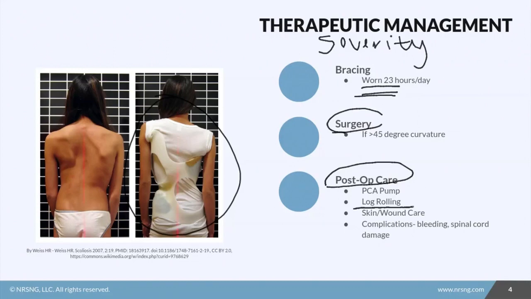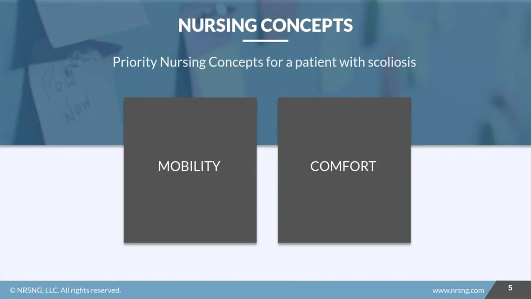Spinal surgeries also tend to lose a lot of blood. So you want to make sure you look out for signs of hypovolemia, and then also to see if there's any sign of hemorrhage post-op. When you are providing nursing care to a kid with scoliosis, your priority nursing concepts are going to be mobility and comfort.